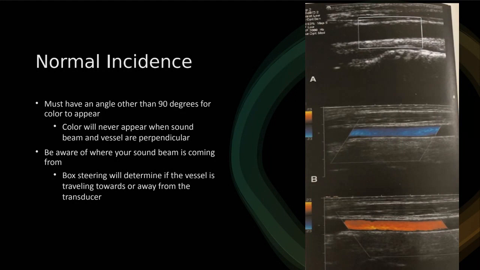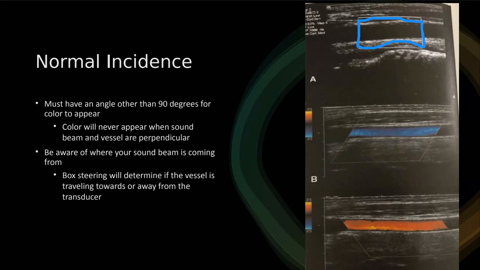So for our normal incidence, when we're using Doppler, we have to have an angle other than 90 degrees, so other than perpendicular, for our color to appear. This is just our color Doppler here, not our pulse wave Doppler yet. The color will never appear when the sound beam and the vessel are perpendicular to each other. So if we look at this top example, this is saying that we want our color to be 100% perpendicular, or 90 degrees, to that vessel. And see how no color is filling that in? We don't want that.